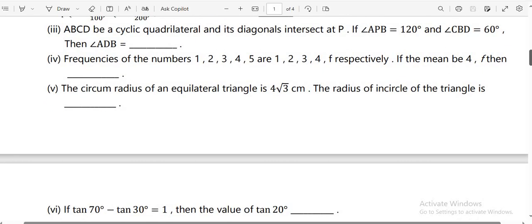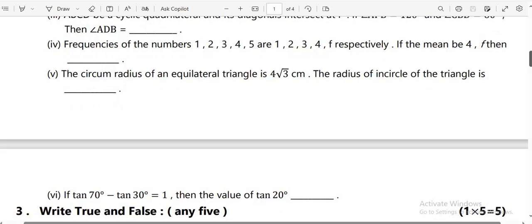Question number 5. The circumradius of an equilateral triangle is 4 root 3 cm. The radius of the incircle of the triangle is dash. Question number 6. If tan 70 degree minus tan 30 degree is equal to 1, then the value of tan 20 degree is dash.